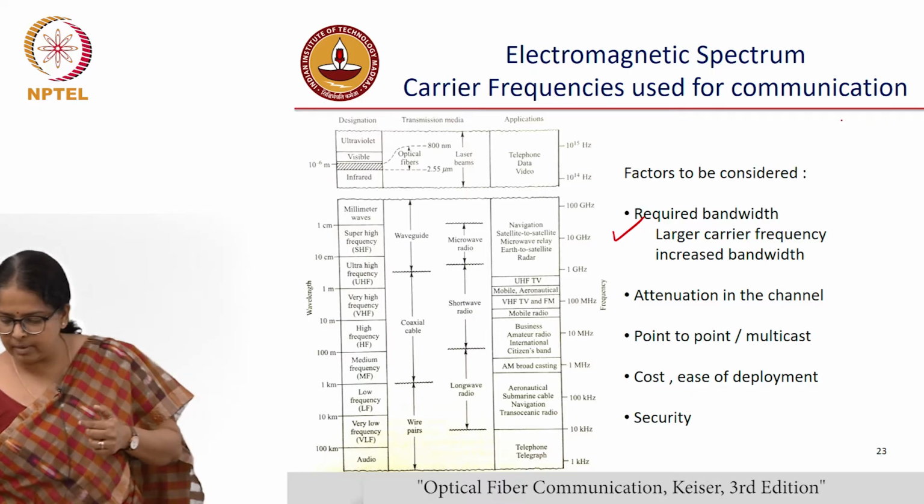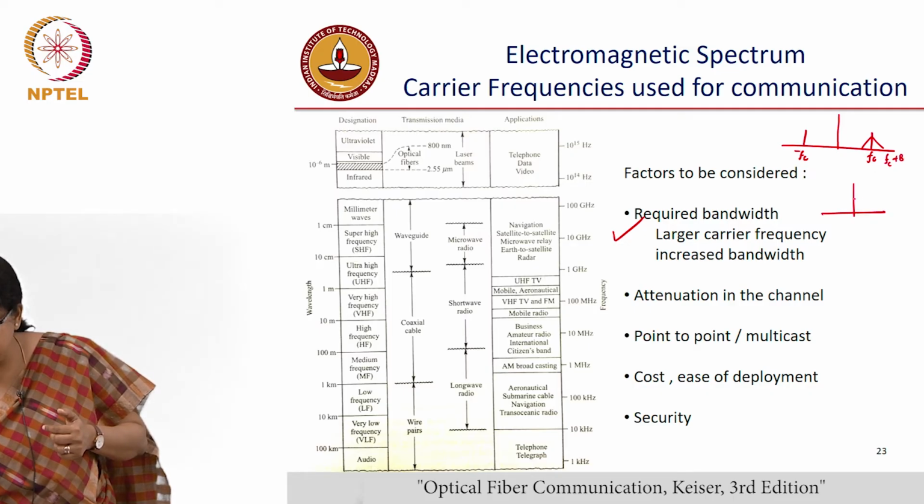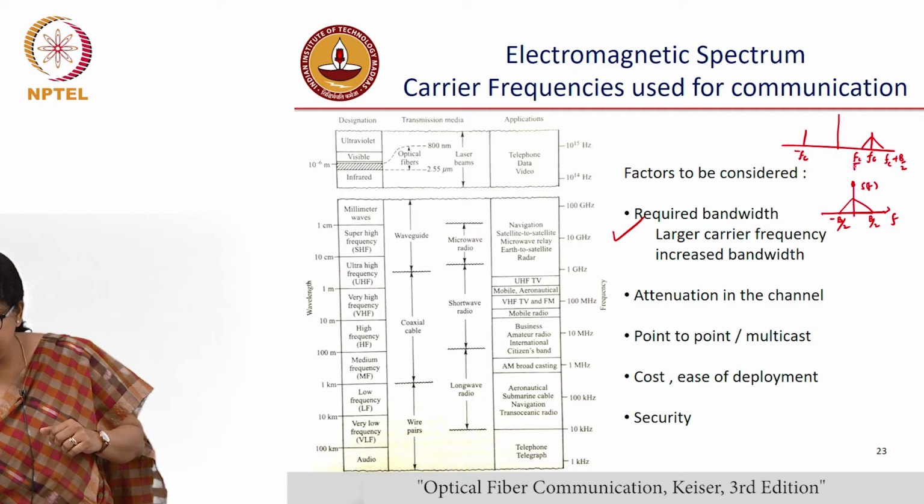So, if you remember, we said that when you have an Fc as your carrier frequency, after modulation, this is Fc plus, if my baseband is represented as B by 2 and minus B by 2, the baseband spectrum is, this is S of f, the power spectral density. If it has a total bandwidth of B, this is Fc plus B by 2, Fc minus B by 2.